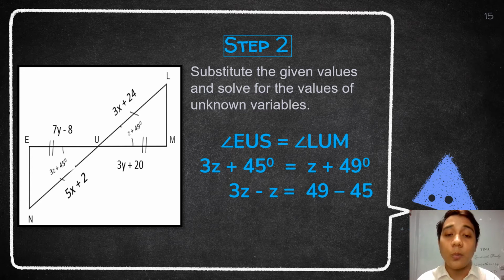Simplifying both sides of the equations, we have 2z is equal to 4. And dividing both sides by 2 to eliminate the numerical coefficient of z, the value of z now is equal to 2, or 2 degrees.